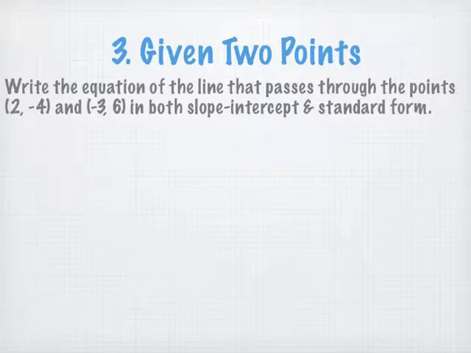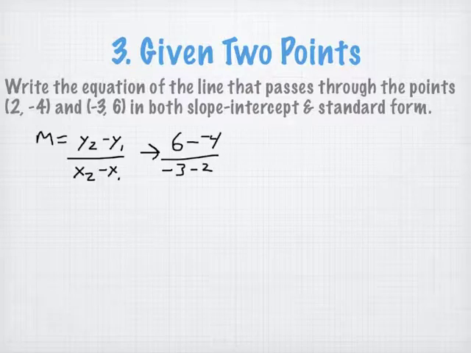This next example is a bit similar to the previous one. Here we're given 2 points, and we need both slope-intercept and standard form. We're going to start with point-slope form. And in order to do that, we first need to calculate slope. And so we have a slope here of 10 over negative 5, which is negative 2.